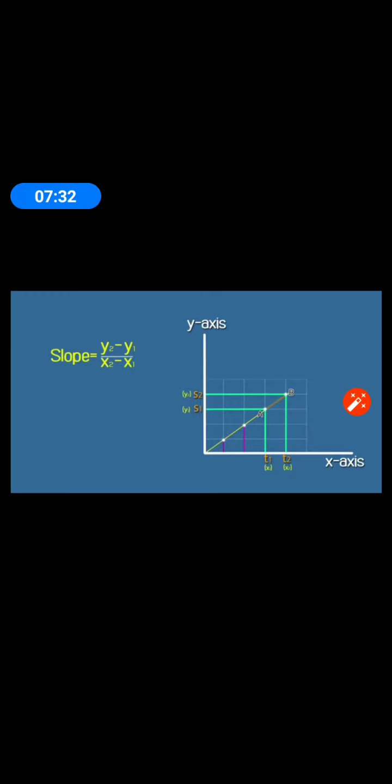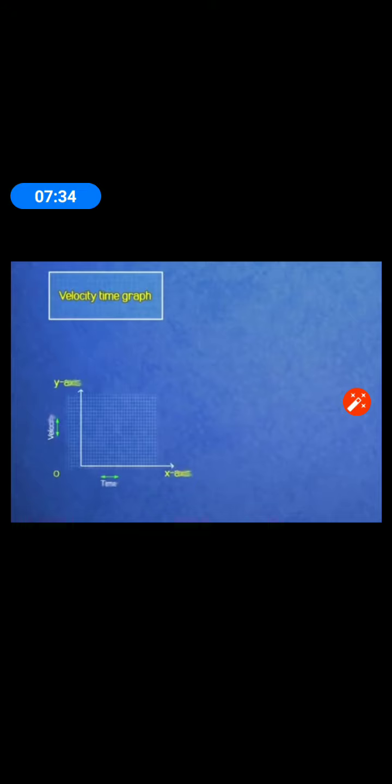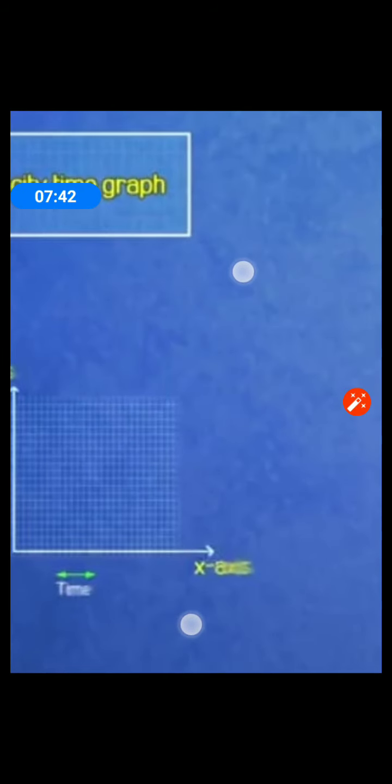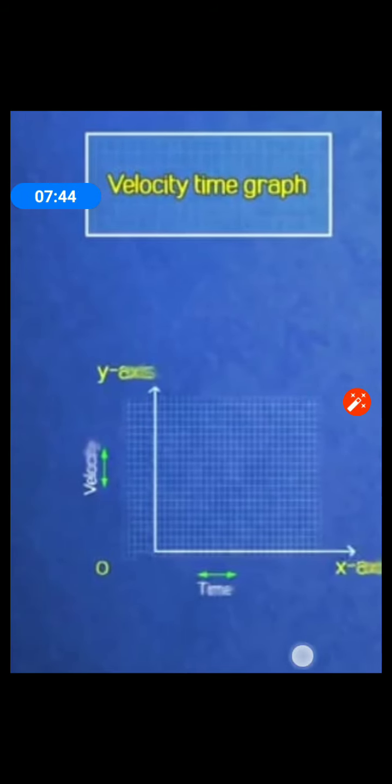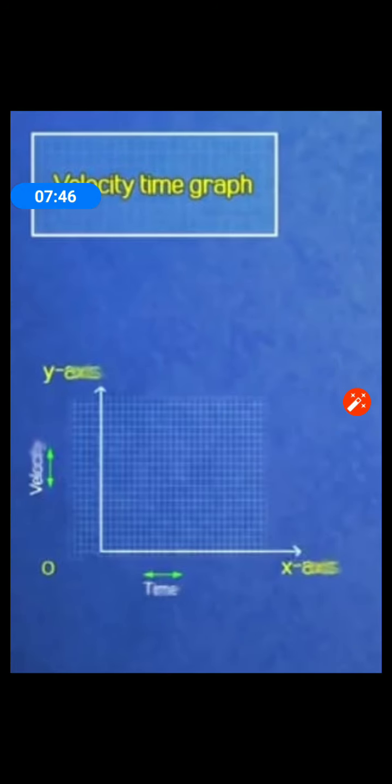Okay, the next type of graph is velocity time graph. Velocity time graph is also like distance time graph. Here velocity is plotted on the y-axis and time is plotted on the x-axis.